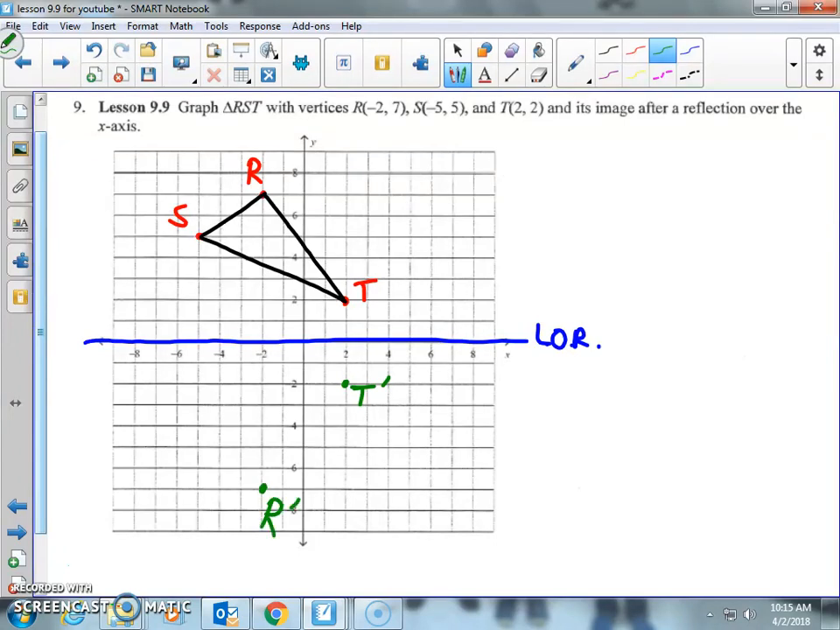And S, 1, 2, 3, 4, 5. That's S prime. We're going to connect all those dots. And it should look like the exact same triangle, just flipped over that line.